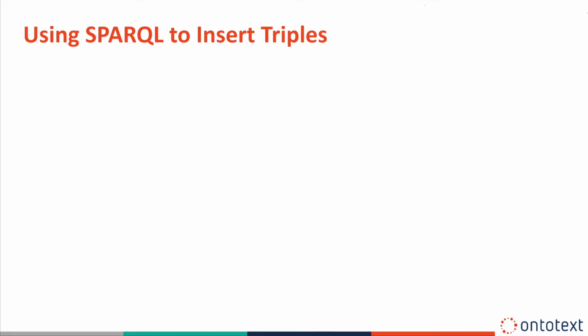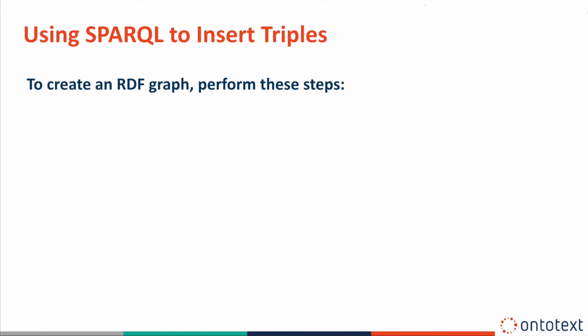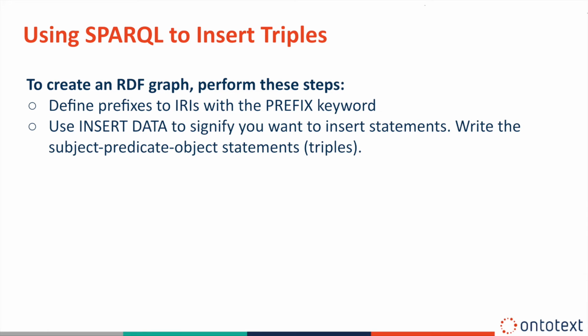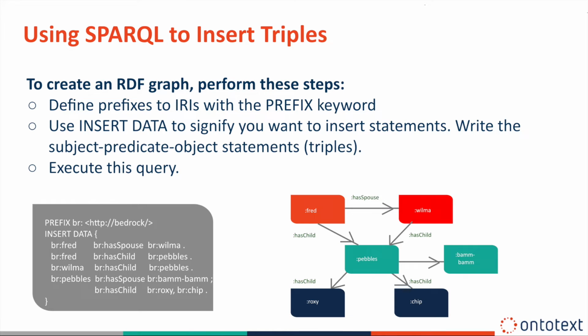How to use SPARQL to insert triples? To create an RDF graph, perform these steps. Define prefixes to IRIs with the prefix keyword. Use insert data to signify you want to insert statements. Write the subject, predicate, object statements. Execute this query.